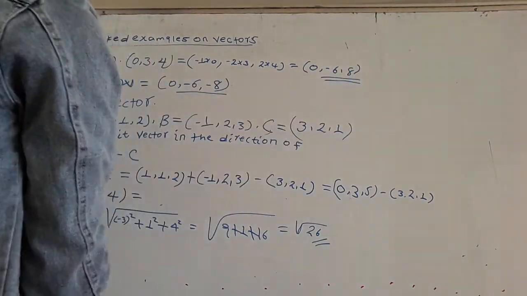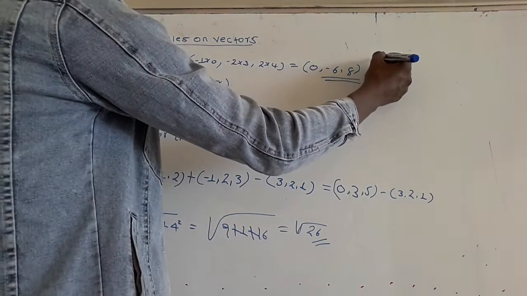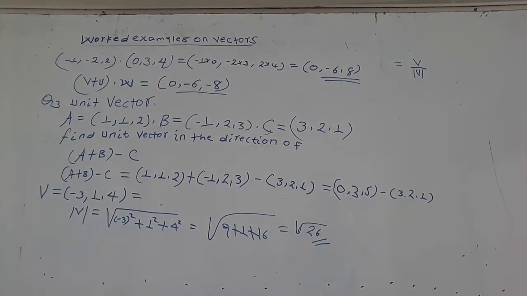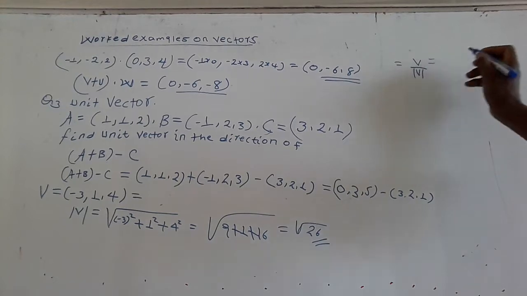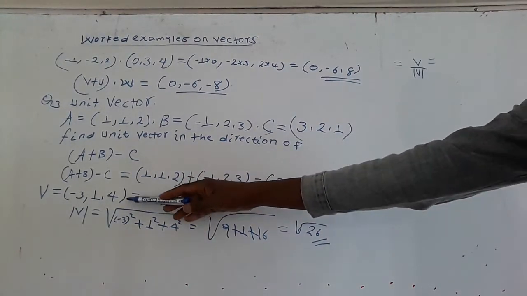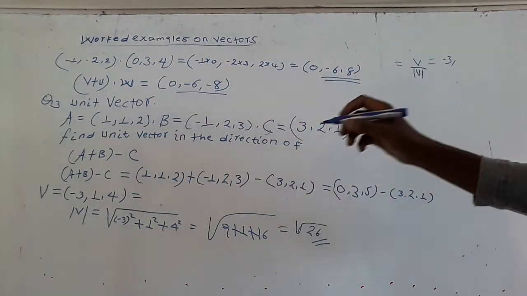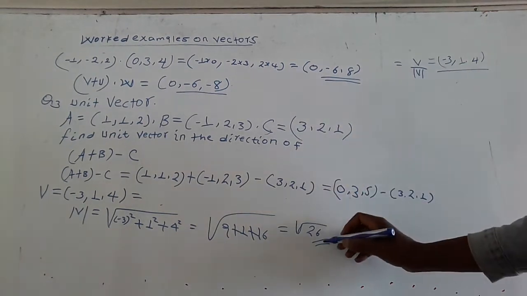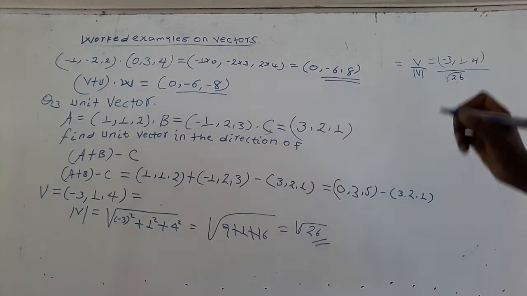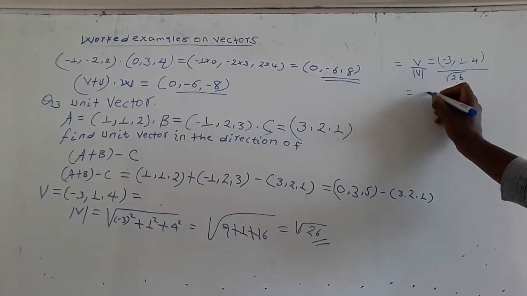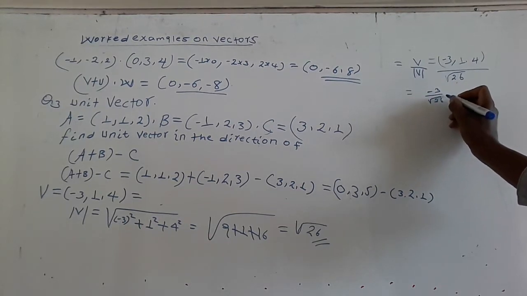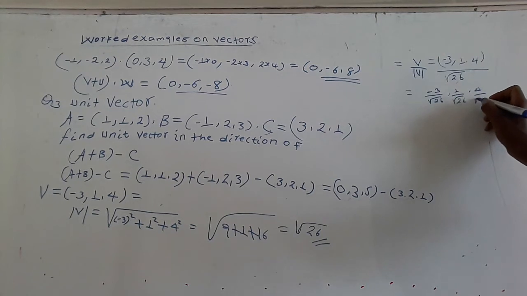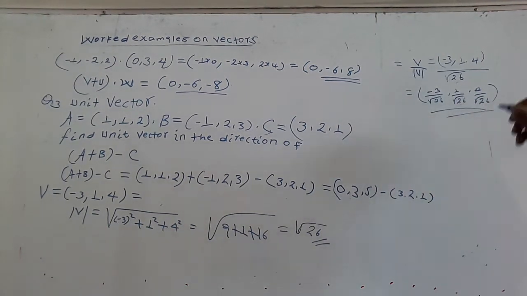So the unit vector in the direction of this vector equals the vector over its magnitude, which is minus 3, 1, 4 over radical 26. This equals minus 3 over root 26, 1 over root 26, 4 over root 26. This is the answer.